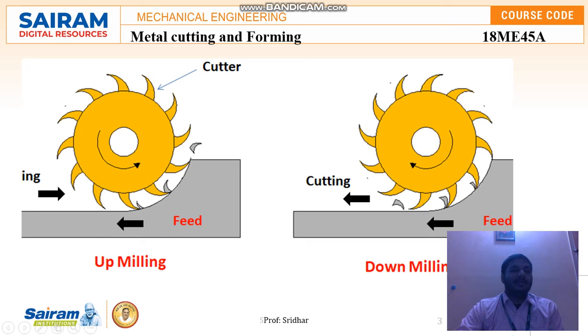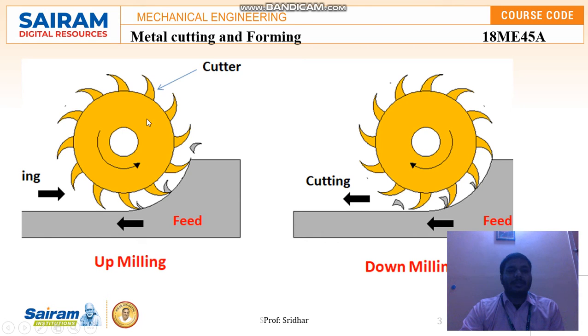In up milling, you can see this is a workpiece, and the cutter has been fixed on the arbor, which we are going to see in depth in the machine. This is what we call up milling, where the cutter is rotating in this direction. Whenever the cutter rotates in this direction, it removes the excess material. The feed and the depth of cut are given to the cutter, in the form of speed and how much material should be removed, in order to remove that excess material. Feed is given continuously. This is what we call up milling.